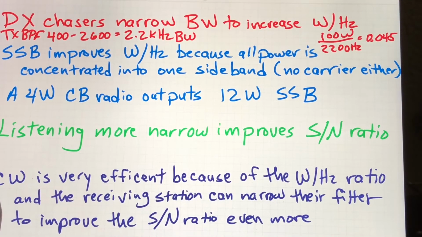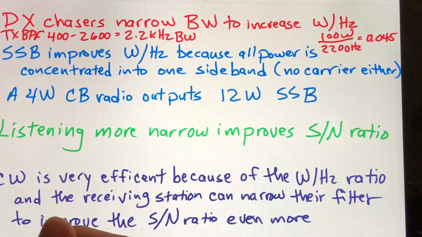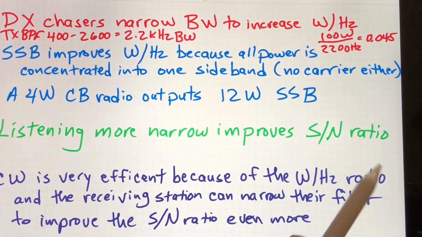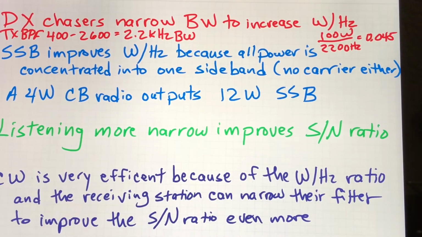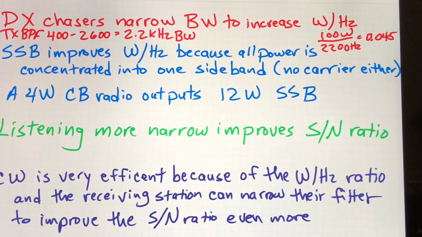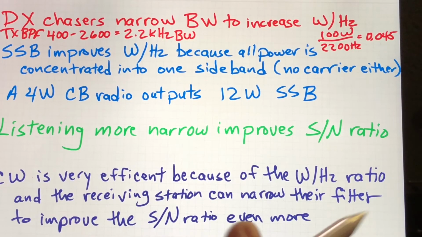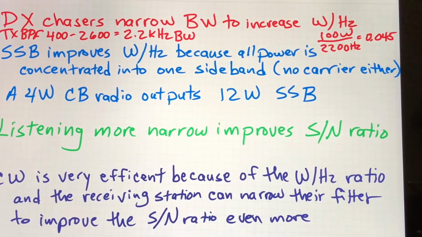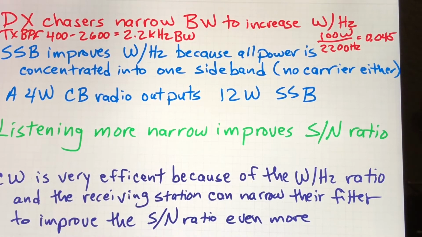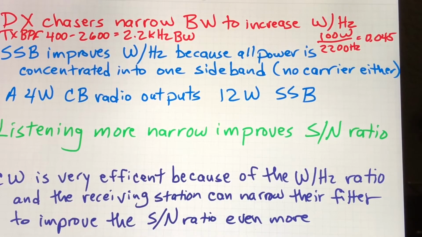So, final point on this, if you're not into CW, you maybe wouldn't know this, but CW operators know, CW is very efficient because of the watts per hertz ratio, and the receiving station can narrow their filter to improve the signal to noise ratio even more. See, with CW, we're just bursting a carrier on and off. And the receiving station, I've shown it in previous videos, I can narrow my bandwidth down to 50 hertz. And so, a super narrow bandwidth, therefore I'm blocking out a plethora of noise.